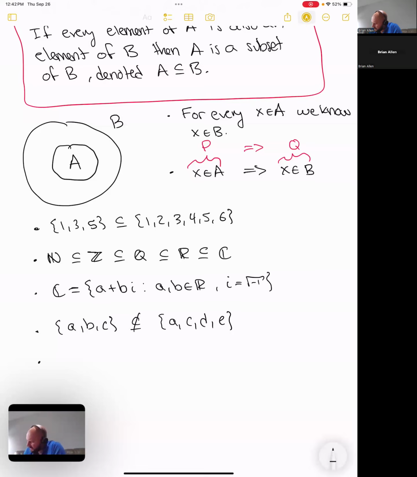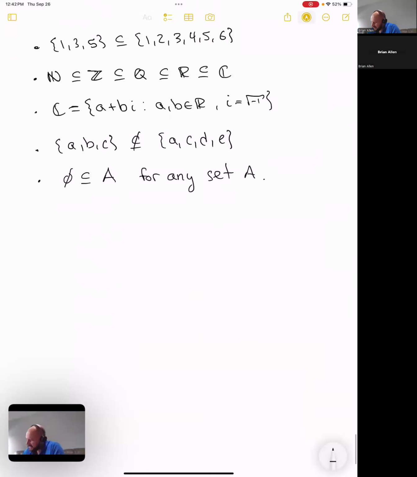And then a silly example, if you will, is that the empty set is considered a subset of A for any set. That's because the empty set doesn't contain any elements, so it's what we say is vacuously true. Since there are no elements in the empty set, any element in the empty set is in A because there's nothing to check. Not a huge deal. I don't want to spend a lot of time thinking about that, but it is the case.